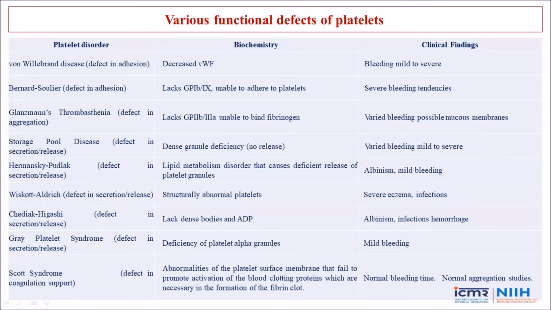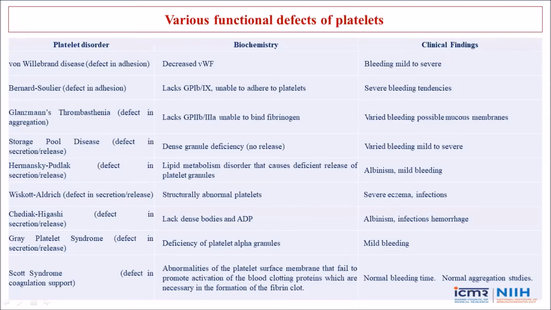Now, these are the various functional defects of platelets and what happens in that. Von Willebrand disease is the defect of adhesion, as we saw, where you have decreased von Willebrand factor. Bernard-Soulier syndrome is a defect of the receptor itself, so there is no adherence of von Willebrand factor with the platelets. Glanzmann's thrombasthenia, as we saw, is a defect of aggregation where the GP2B3A is unable to bind to fibrinogen.